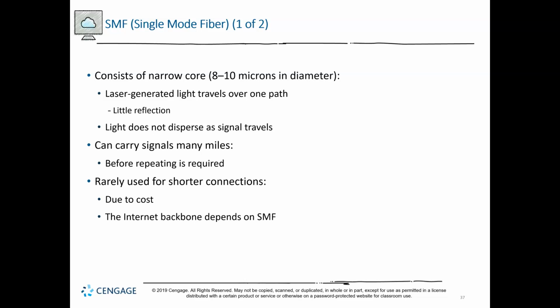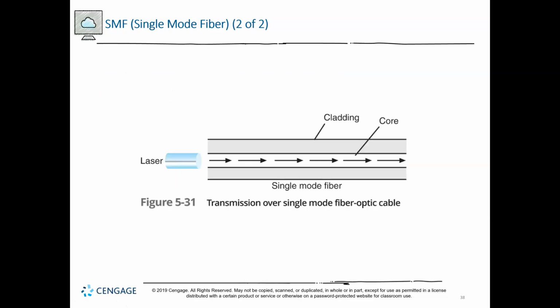So if I need to go 70 miles, I'm going to utilize single mode fiber. It's more expensive to splice. It's more expensive in most regards simply because of that smaller size. It's a little more delicate. But all of our internet backbone is going to be single mode fiber.